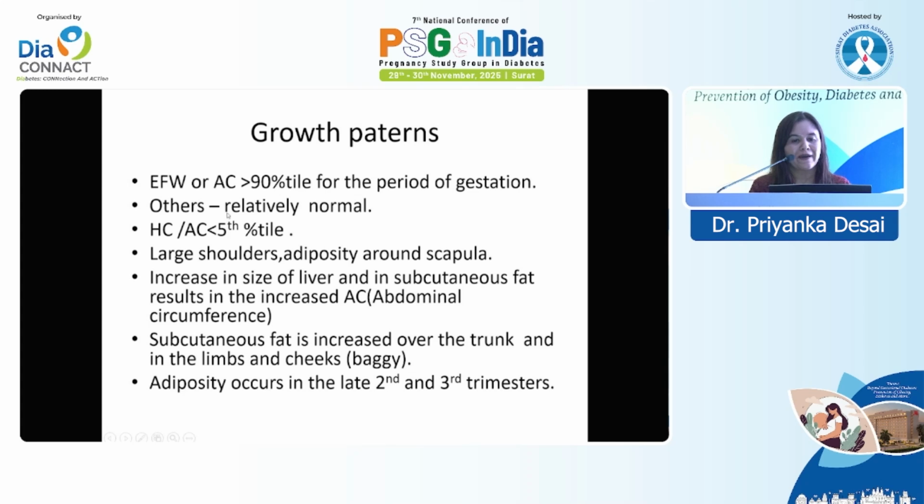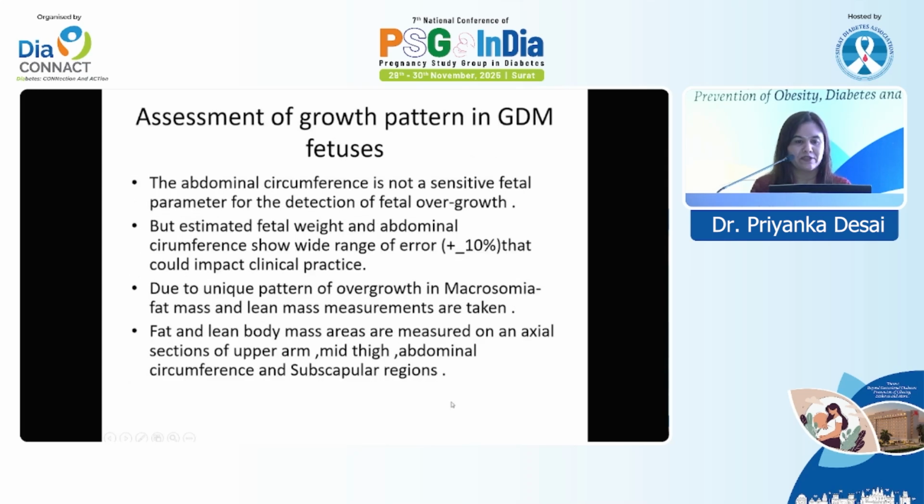So what are the growth patterns in macrosomia? Estimated fetal weight or the abdominal circumference more than the 90th centile for the period of gestation. The HC to AC ratio would be less than the 5th centile, with large shoulders and adiposity around the scapula. There is an increase in the size of the liver and in the subcutaneous fat, which causes increased abdominal circumference. Subcutaneous fat is increased over the trunk, the limbs and the cheeks, giving rise to the baggy cheek appearance. And this occurs in the late second and third trimesters.